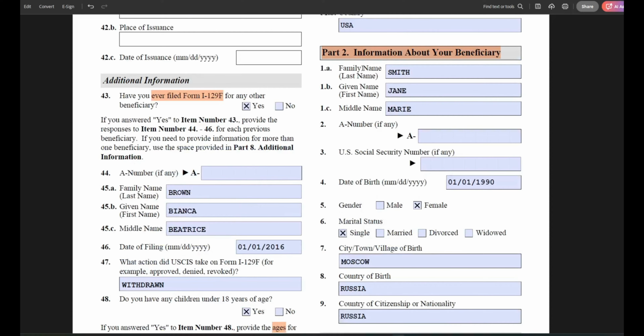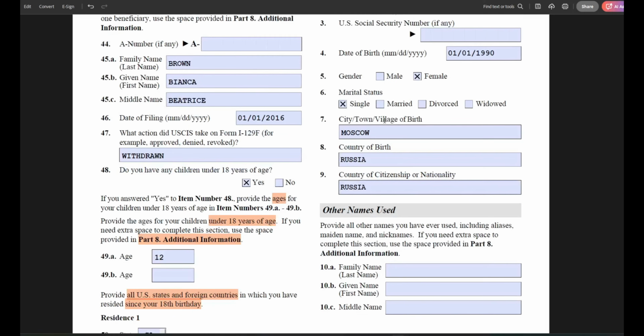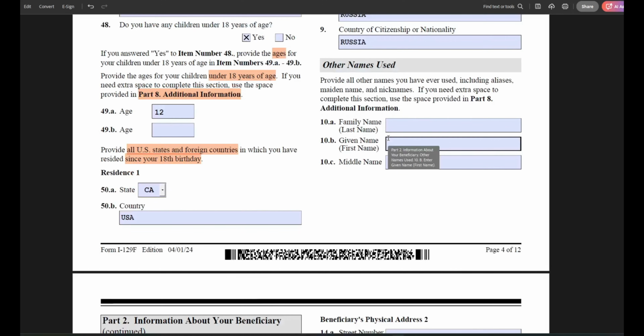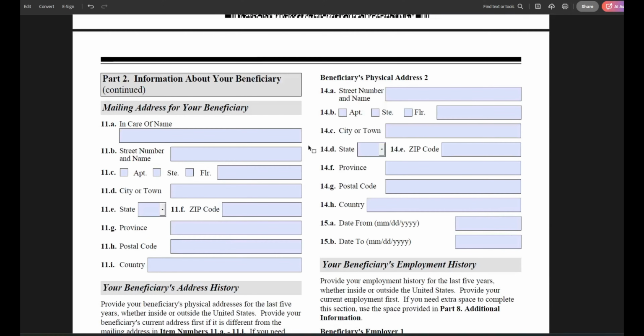That includes any other name variations or spellings they have used on other documents and any maiden names that they have used. If not, leave this blank and move on. Provide the mailing address of your beneficiary. This line is the same as the one I explained earlier. If your beneficiary receives mail at this address, you can leave it blank.